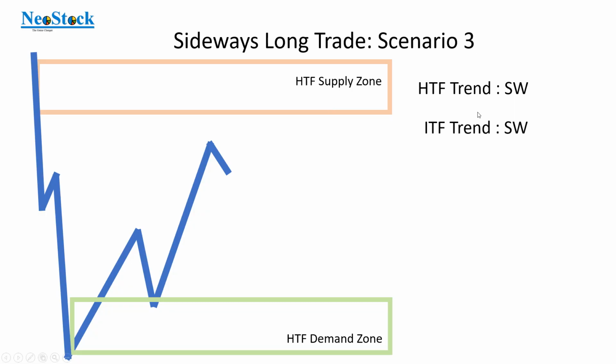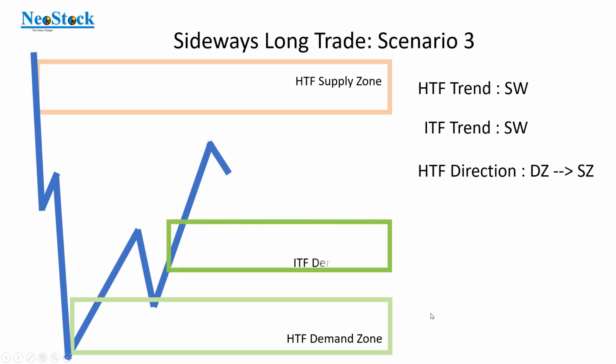When both the trends are sideways, HTF trend and ITF trend, price direction from HTF supply zone to HTF demand zone does not support sideways long trade setup. Does not support. Only in this scenario, when prices are moving from HTF demand zone to HTF supply zone, at that time only sideways long trade setup will be supported. Okay, fine. So that's why HTF direction is demand zone to supply zone, when HTF trend is sideways and ITF trend is sideways.